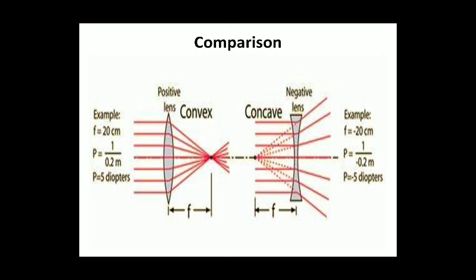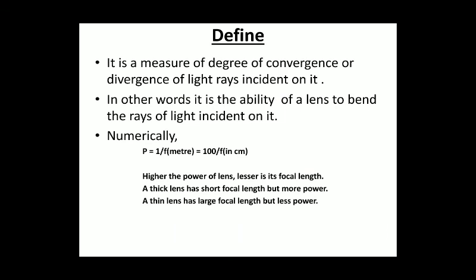Positive lens. Why positive lens? Because the focal length of a convex lens is positive. Here the focal length is negative. That's why they have written negative lens and positive lens. F is 20 centimeter. Be careful whenever you are going to calculate the power. In that particular case, convert the focal length into meter, right? And that's why you will be getting the power.